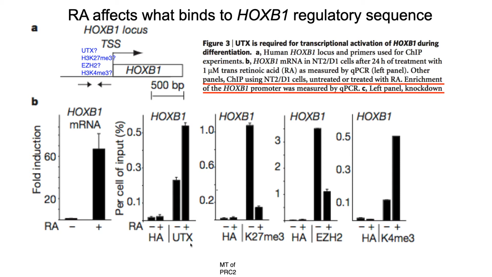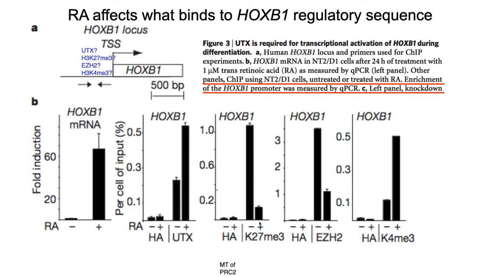Look at this. Now UTX, remember, is sort of a proxy for trithorax. EZH2 is kind of a proxy. It's a component of PRC2. Look at this. Only in the absence of retinoic acid do you have lots of that DNA bound by EZH2. Okay, let's see what else. Only in the absence of retinoic acid do you have lots of trimethylation of K27.